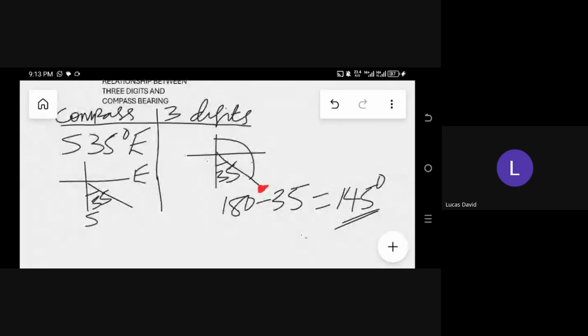So I'll say that again. The compass bearing was originally south 35 degrees east. So we drew south 35 degrees east to see how it looks. Now we're converting this compass bearing to a 3-digit bearing. Remember, a 3-digit bearing must have 3 digits, and you don't read it the same way you read a compass bearing.